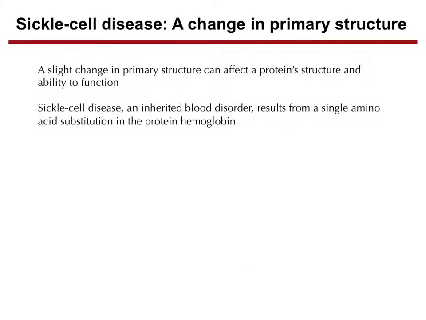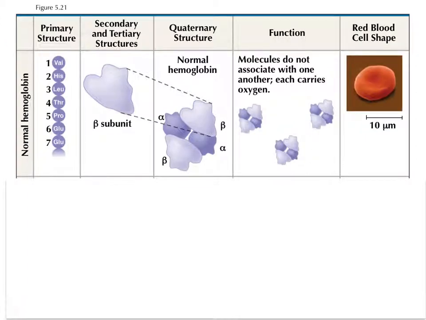If you change the sequence of the amino acids, sometimes it doesn't do anything, but sometimes it makes a really big change in the protein and its functionality. Sickle cell disease is an example of that. One change in the amino acid sequence leads to a slew of physical effects in the person. So here's your primary structure. This is the normal hemoglobin. You can see here are the amino acids in their chain. So this is the polypeptide.